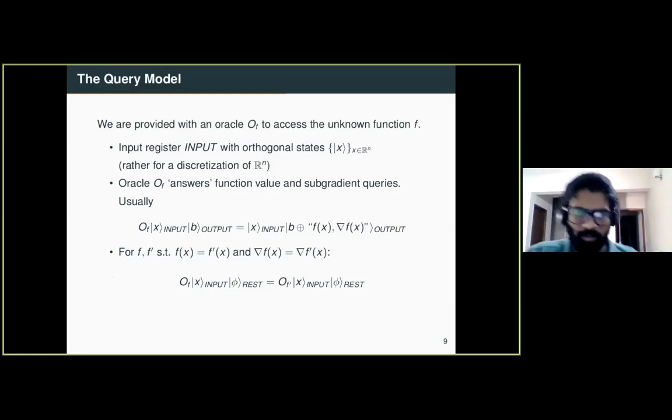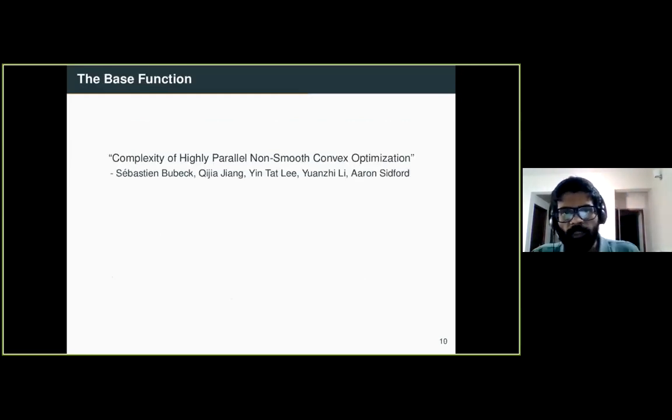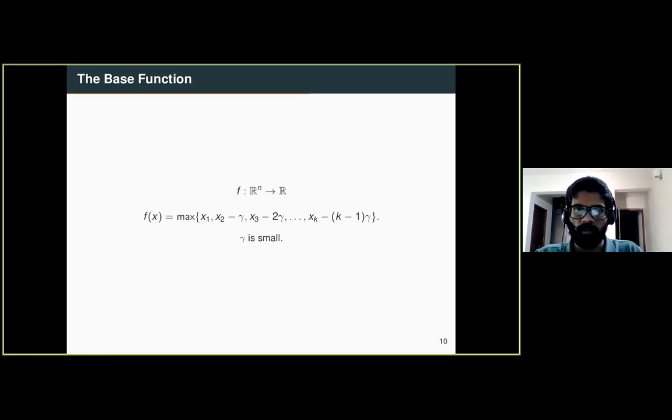And this is all that we're going to really need. So now let's come to the function family. We take motivation from this paper of Bubeck, Zhang, Li, and Sidford, where they show lower bounds against highly parallel classical randomized algorithms. And they use a function that looks like this.